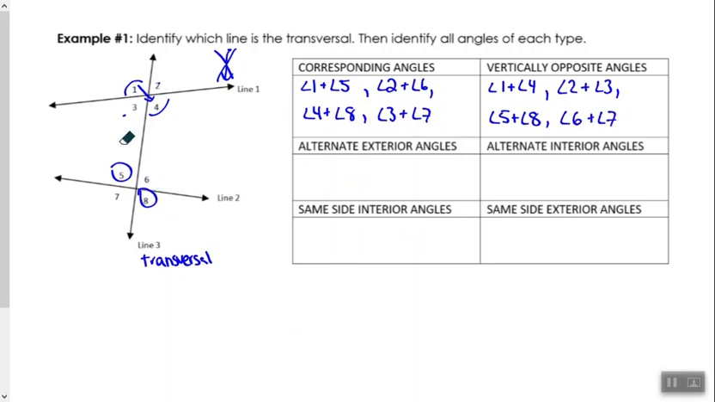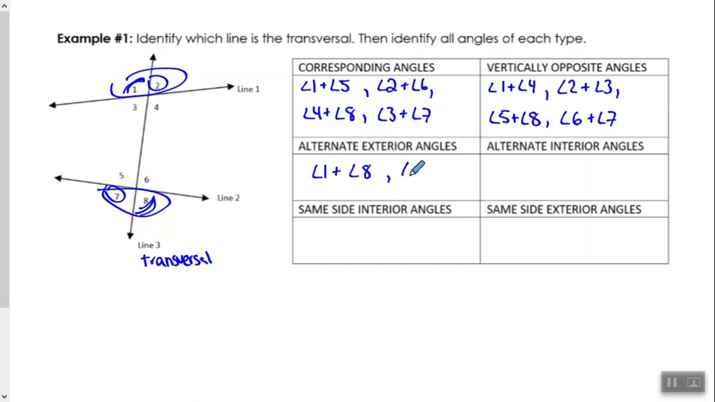Right, alternate exterior angles. So alternate means the opposite side of the transversal, and we are looking at our exterior angles. So my exterior angles are here and here. So alternate exterior is going to be if I'm looking at 1 on the opposite side of the transversal, and external angle is 8. So 1 and 8 are alternate exterior, which leaves 2 and 7. So opposite side of the transversal and exterior angle. So angle 2 and angle 7.